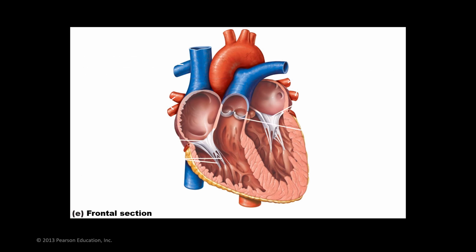So after the chambers, after the great vessels, we now go to the valves. Valves are doors or gates that open and close, making sure that the flow of blood is one way and does not back up. Our first valves are the ones found between the atria and the ventricles, the tricuspid valve on the right side, and the bicuspid or mitral valve on the left side.